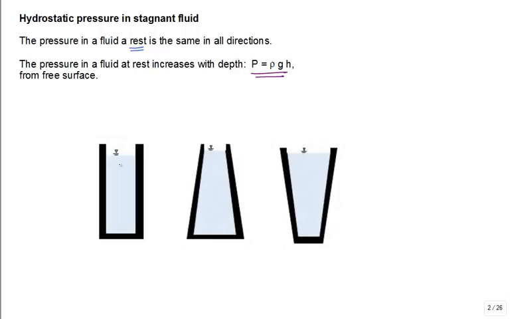Let's consider a column. If somebody says the height of the fluid is H, what's the pressure at the bottom? Rho g H. Now we're going to change it and give you a different shape. The height of that fluid column is H, but it's a wedge shape.